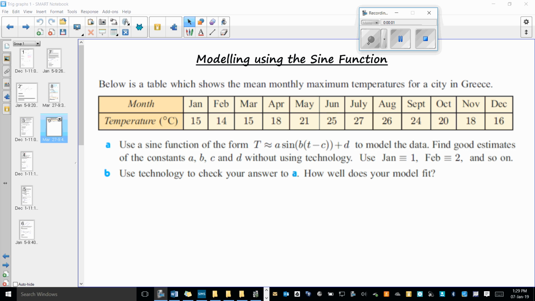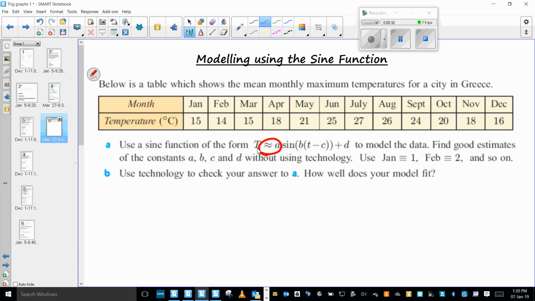A table that shows the mean monthly maximum temperatures increase. Lovely. Use a sine function of the form t is approximately. Now notice here they'll use this symbol because it's not exact. Okay, so we are modelling it, so it's not exact. We think it's approximately using this. And to model the data, find good estimates of constants A, B, C, and D without using technology.